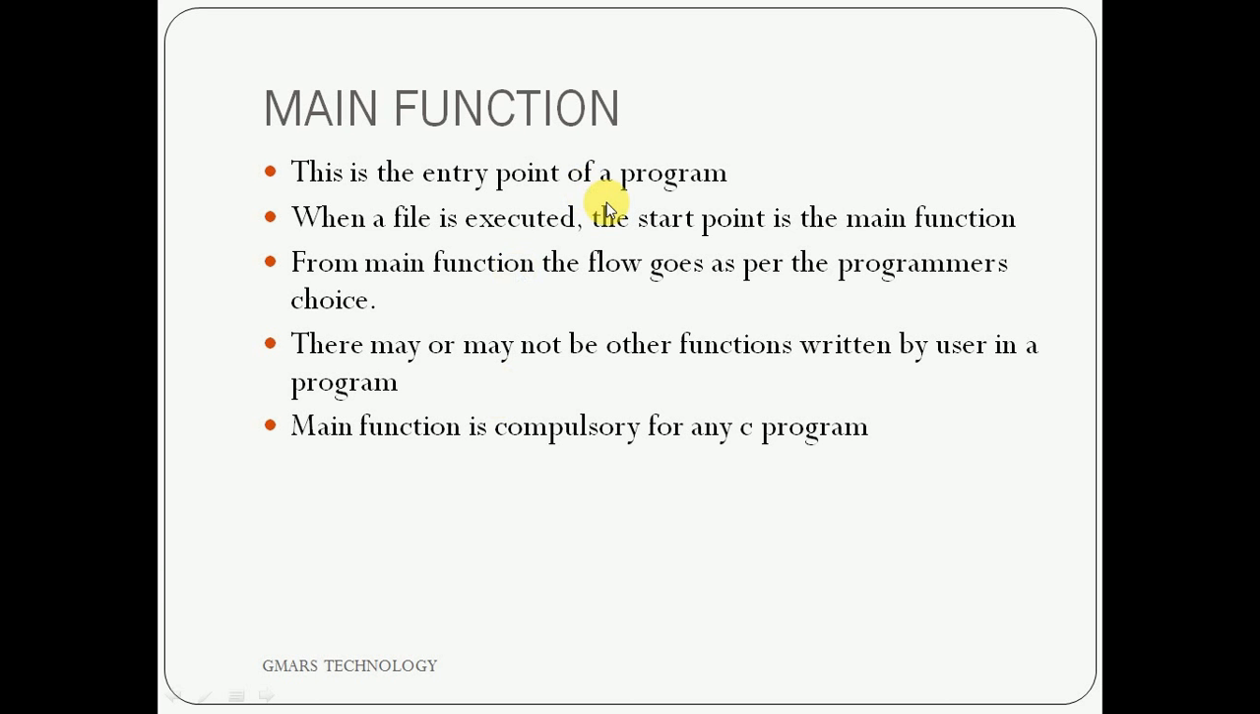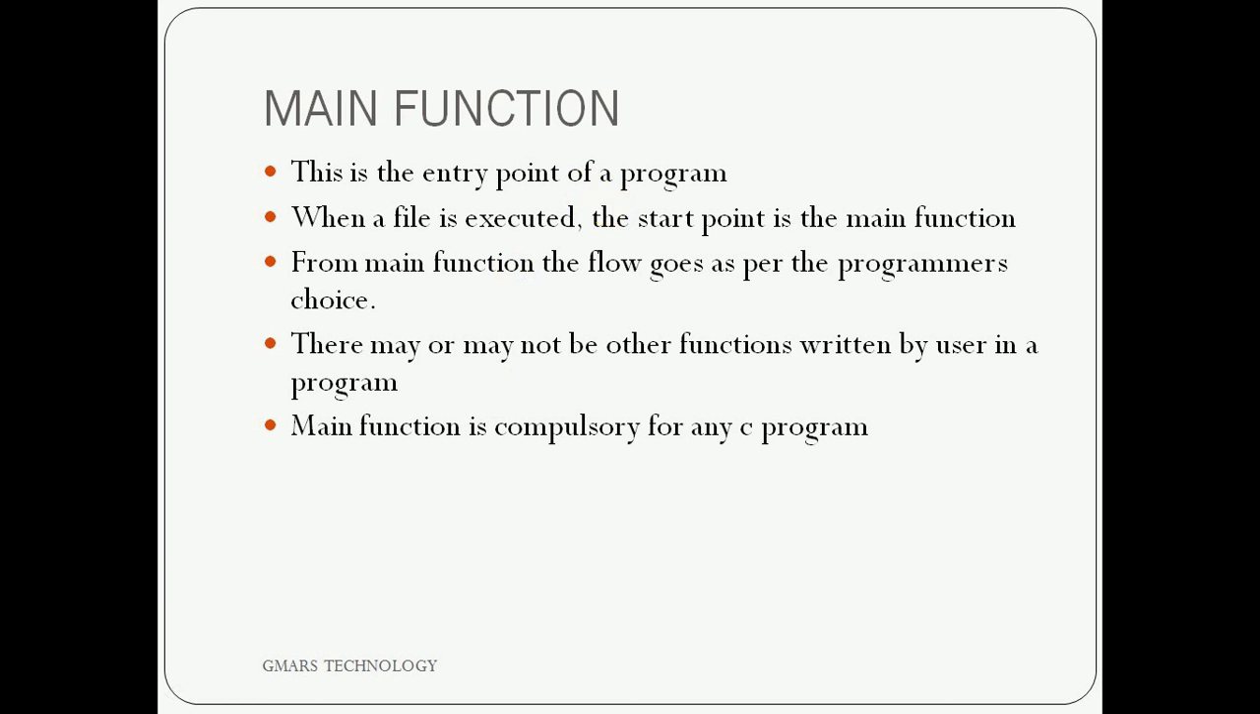Main function. This is the entry point of the program. When a file is executed, the start point is the main function. From the main function, the flow goes as per the programmer's choice. There may or may not be other functions written by the user in a program. The main function is compulsory for any C program.